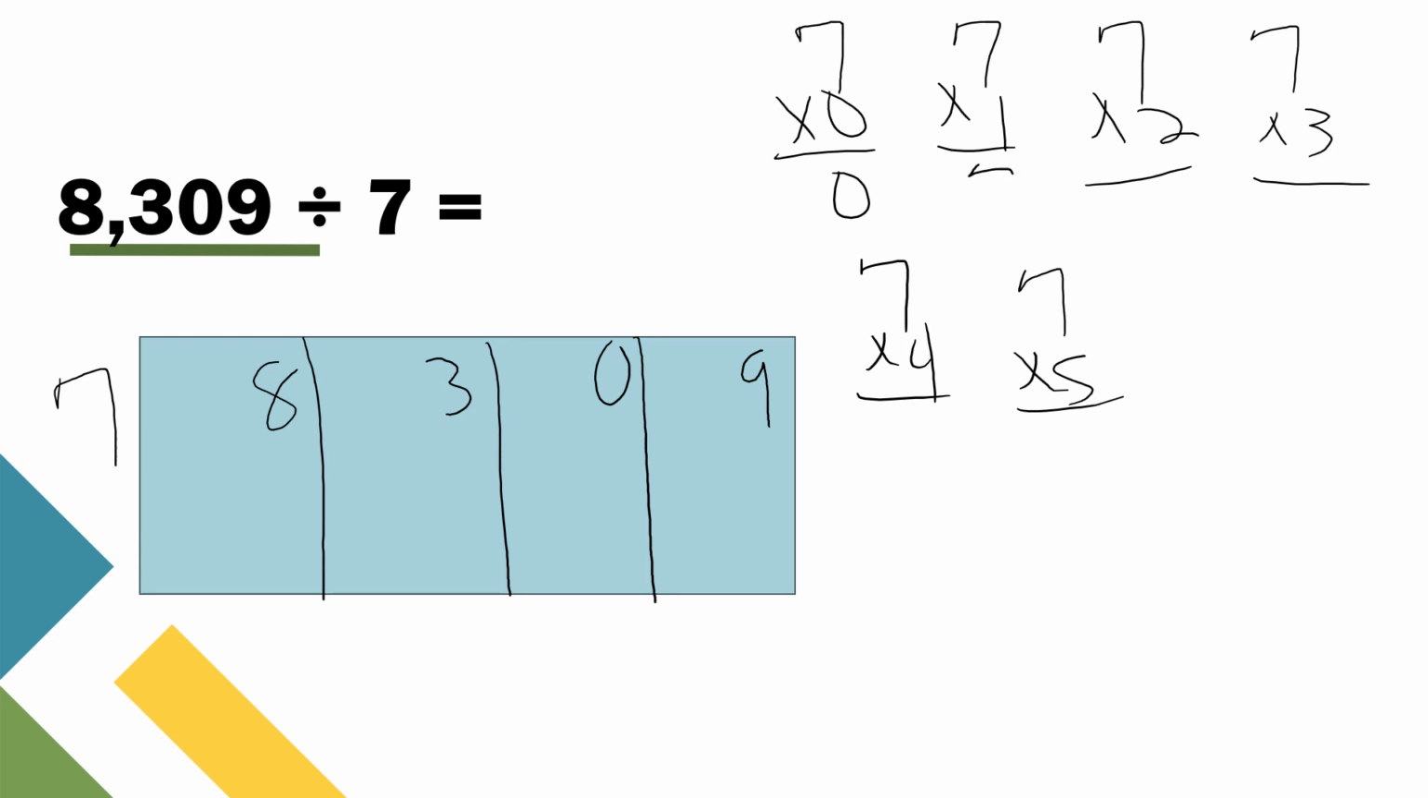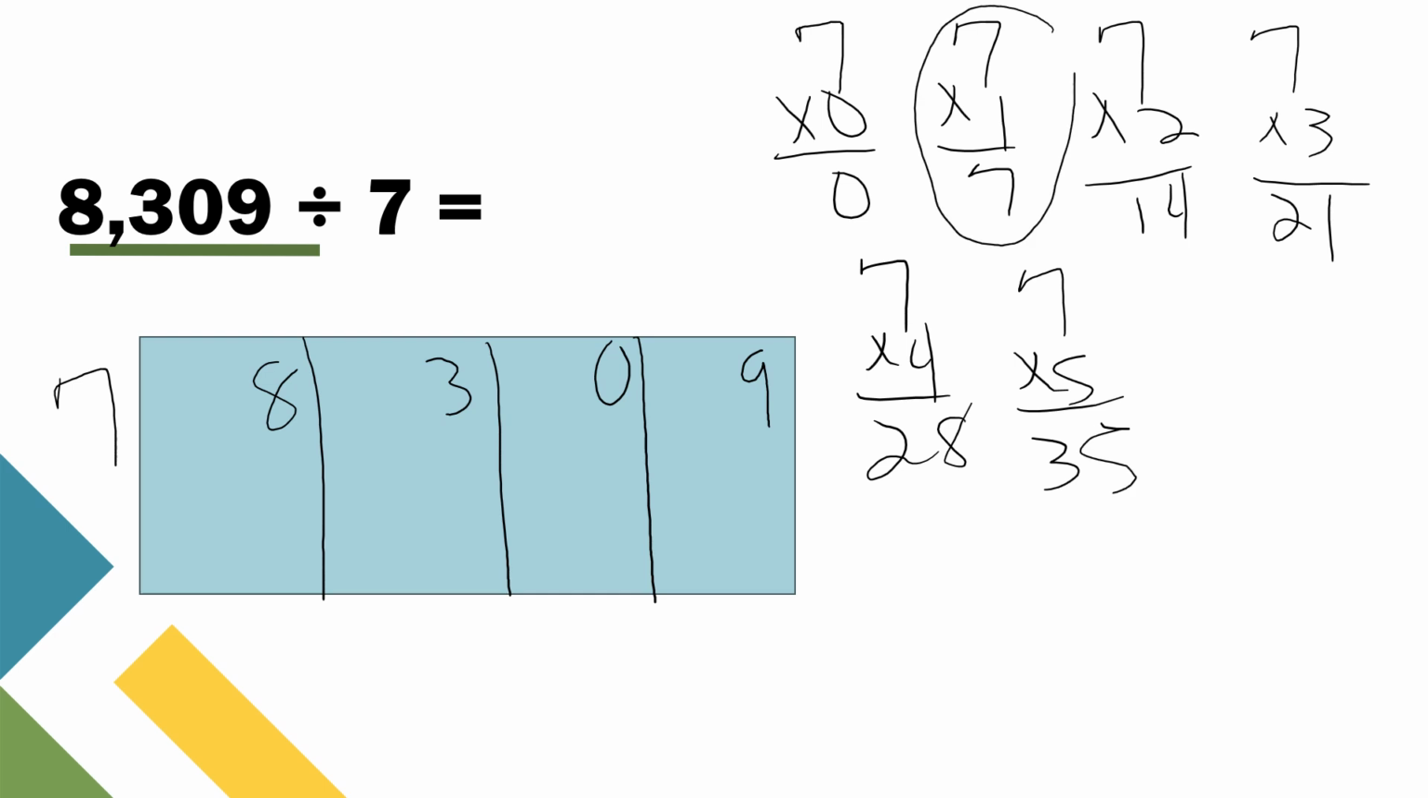So we have 0, 7, 14, 21, 28, and 35. I'm looking for the number 8. The closest I can get is 7. So what's touching the top of my line goes at the top. What's at the bottom of my line goes at the bottom. Subtract, we get 1. Remember, you can move that over.